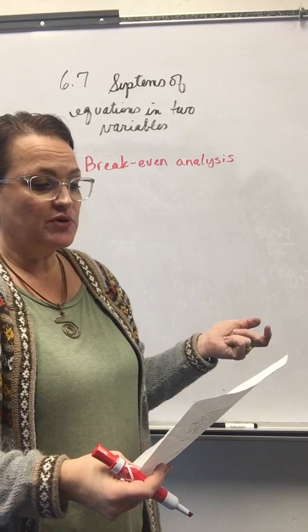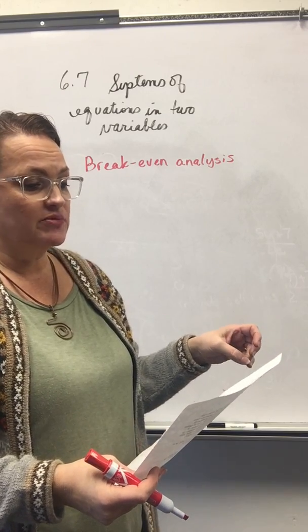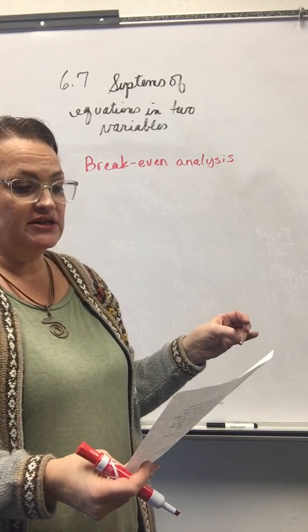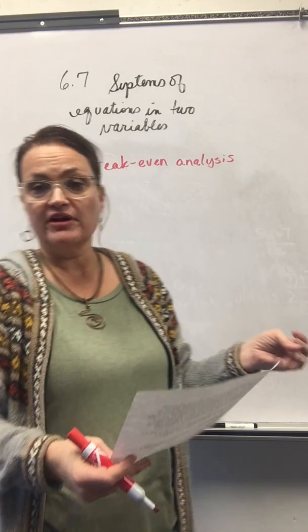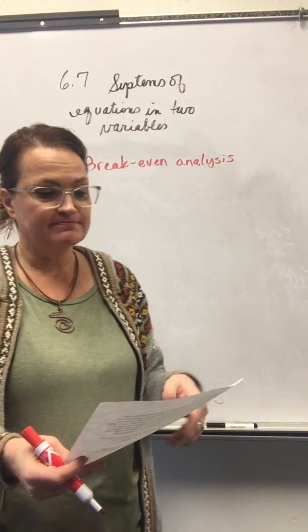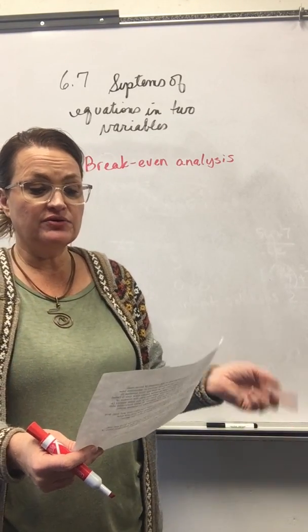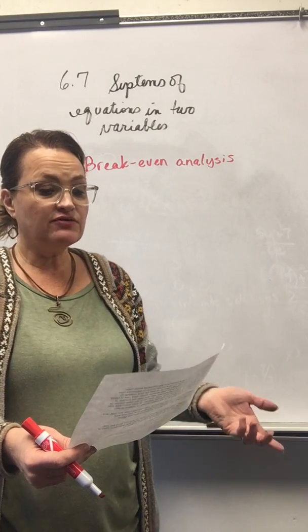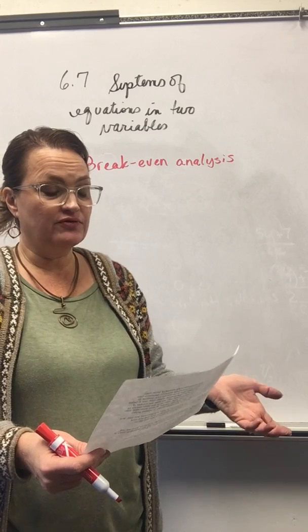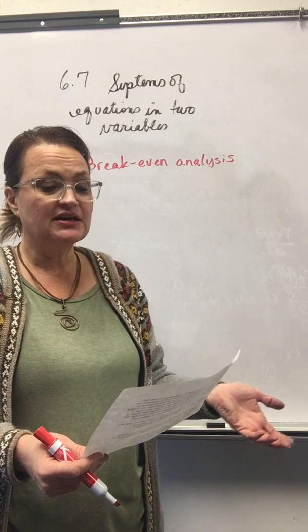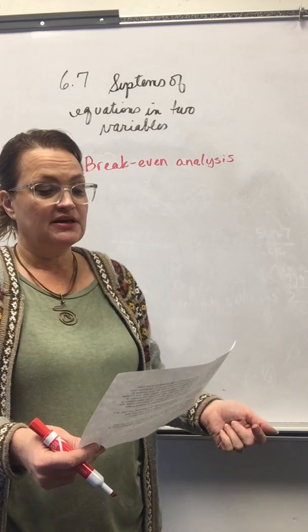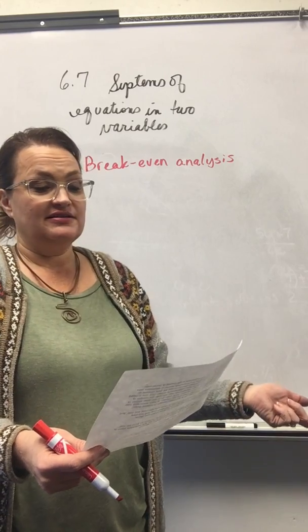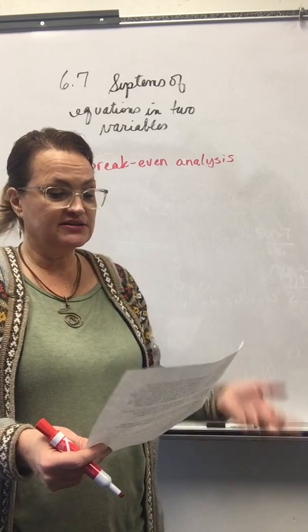In a typical situation, a manufacturer wishes to determine how many units of a certain commodity have to be sold for the total revenue to equal the total cost. The point at which the total revenue equals total cost is called a break-even point. If a manufacturer sells less than the number of units associated with that point, they're going to lose money. If they sell more than that, they're going to make money, a positive profit.